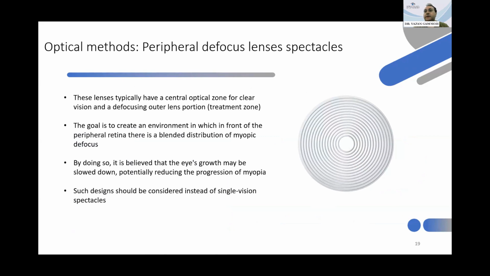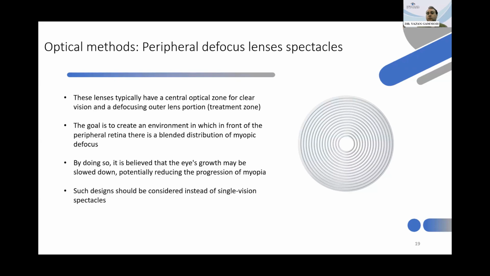We'll move to our peripheral defocus spectacles, our treatment of choice lately. They've been showing excellent efficacy. These lenses, as shown here, have a typical central optical zone for clear vision and a defocusing outer lens portion, or what we call a treatment zone. So the goal is to create an environment in which, in front of the peripheral retina, there is a blended distribution of myopic defocus. By doing that, it's believed that eye growth may be slowed down, potentially reducing the progression of myopia.